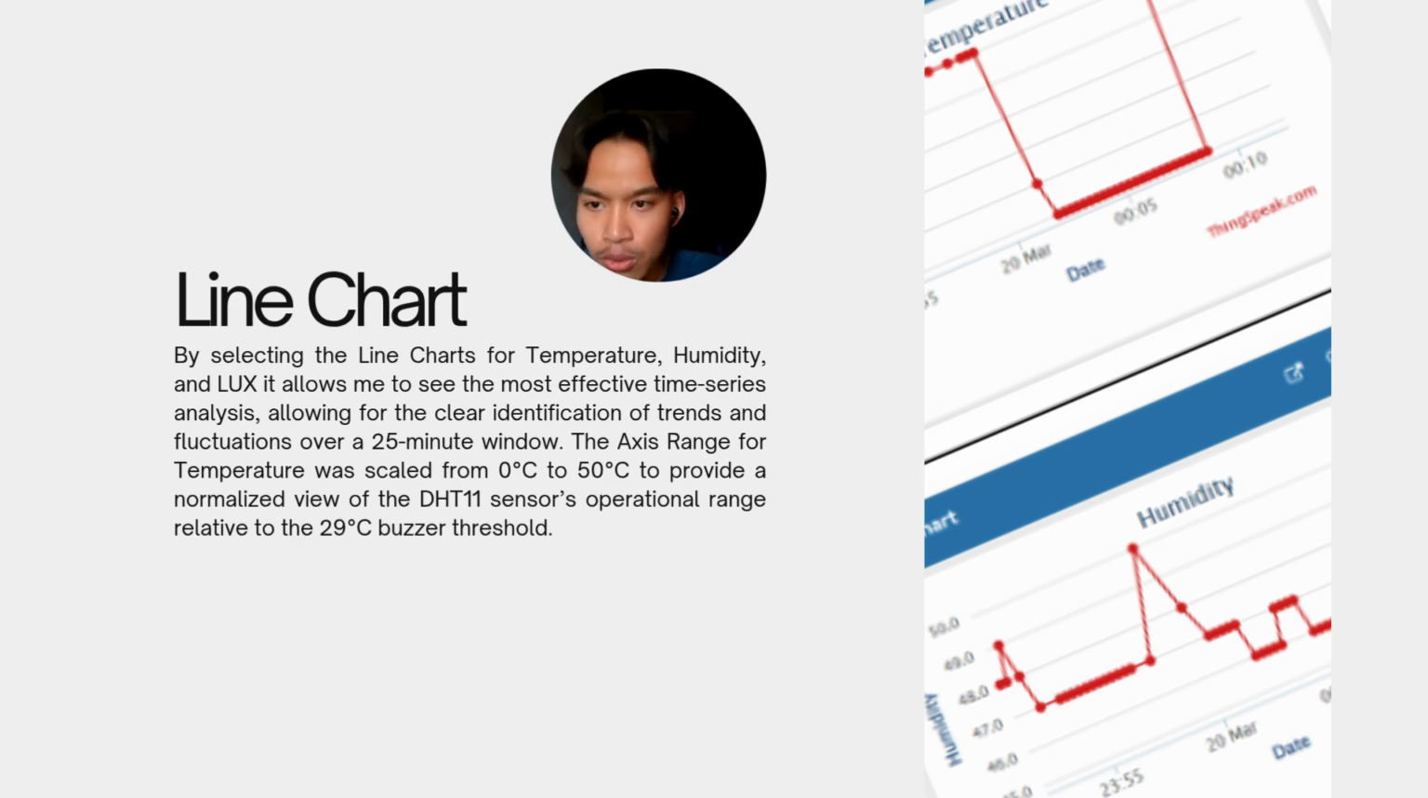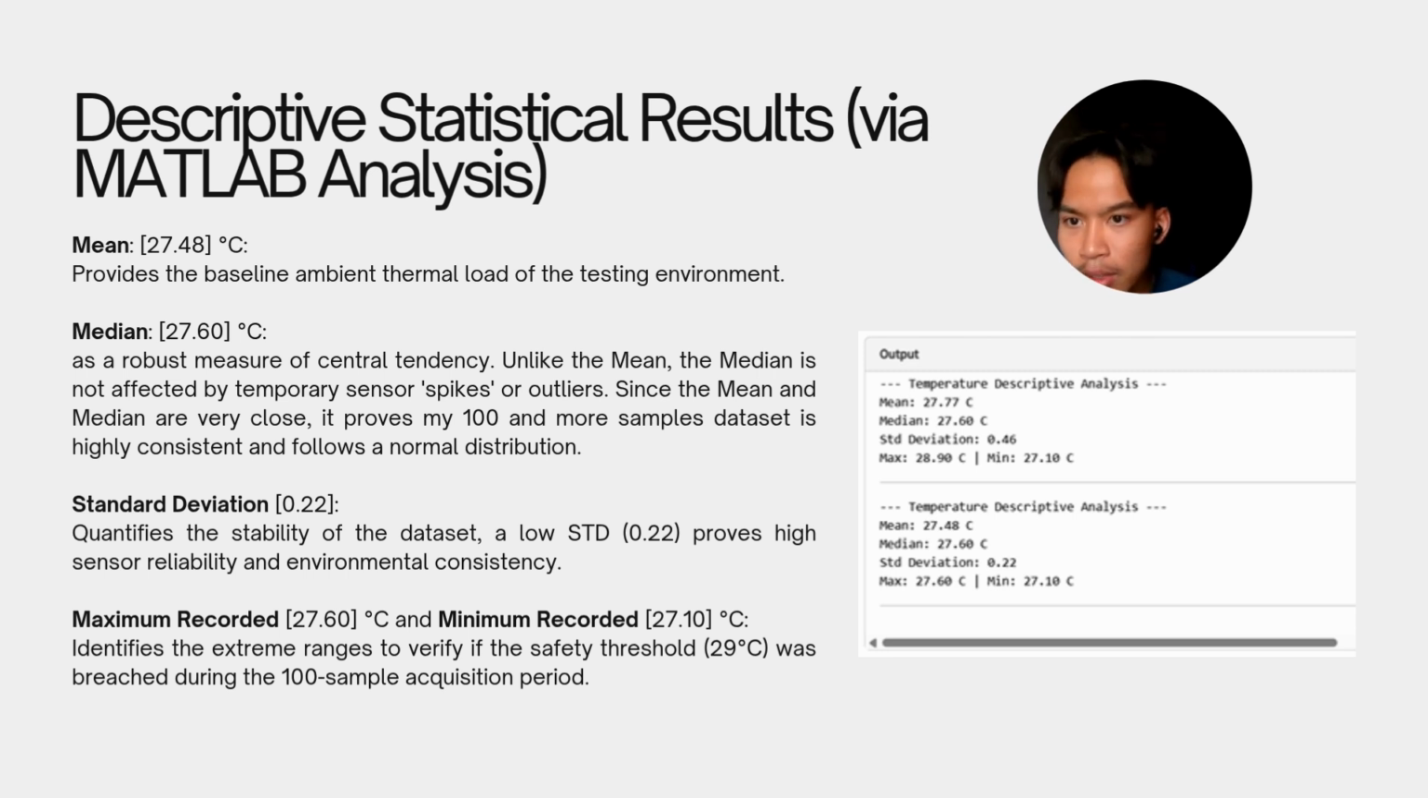Why did I choose the line chart aside from the other charts? Selecting a line chart for the temperature, humidity, and lux allowed me to see the most effective time series, allowing for clear identification of trends or fluctuations over a 25-minute window. The y-axis range for the temperature was scaled from 0 Celsius to 50 Celsius, which provides a normalized view of the DHT11 sensor operational range relative to the 29 Celsius buzzer threshold. All right, here is the result for the MATLAB analysis.